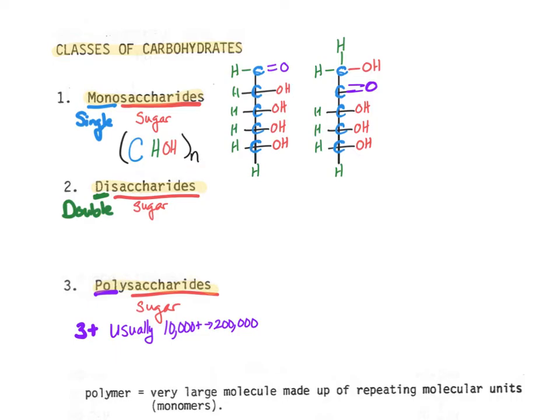Later we'll give you details about where those OHs are located, if they're on the left or the right. But for now, just know that a bunch of OHs on a carbon chain with an aldehyde or ketone on it means that you're looking at a monosaccharide.